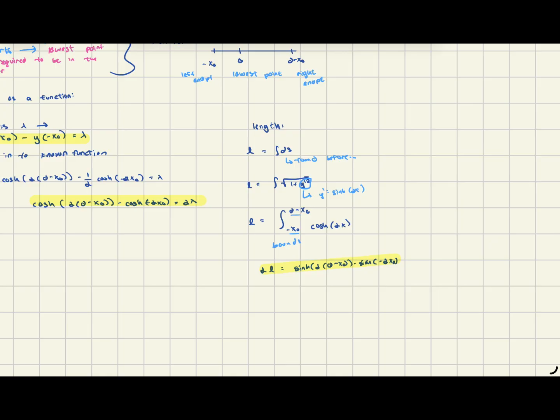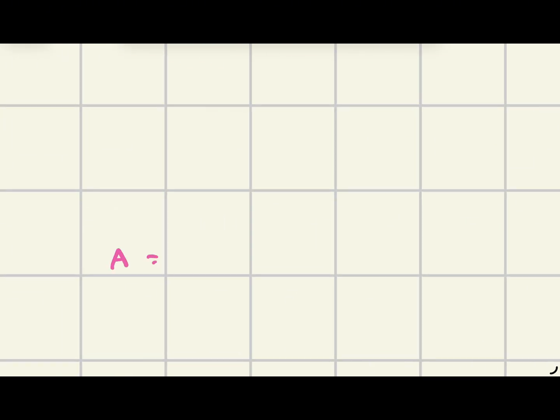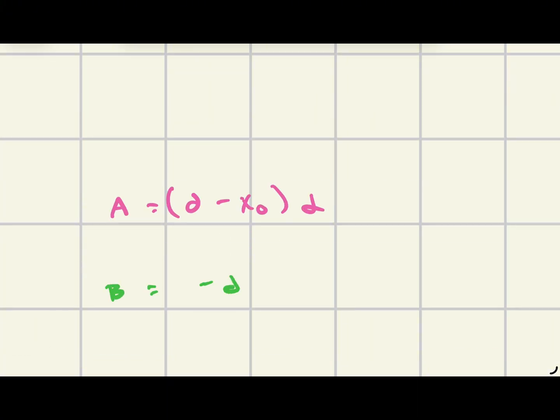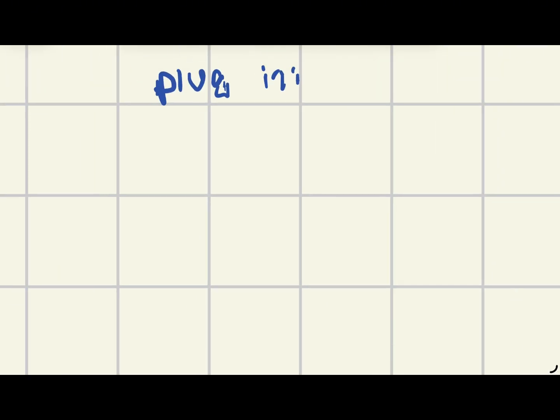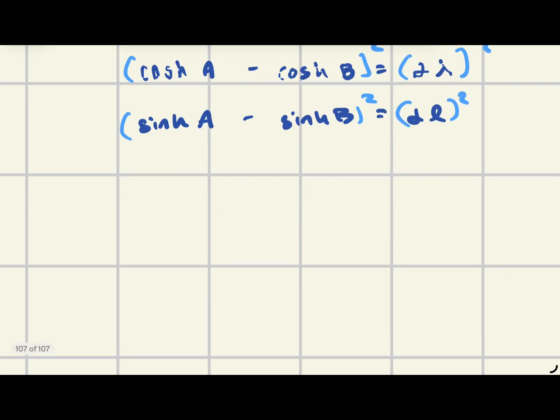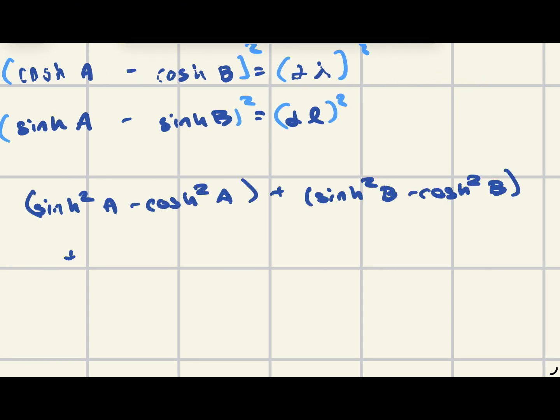So now let's look at these two, and you see we have similar things in them. So we're going to label these as A and B. We have A equals (d minus x0) times alpha, and B is equal to negative alpha x0. Now we're going to rewrite these in their simpler terms. If you see where this is going, we're trying to find a relationship by using this system of equations. So now we're going to put these into one equation.